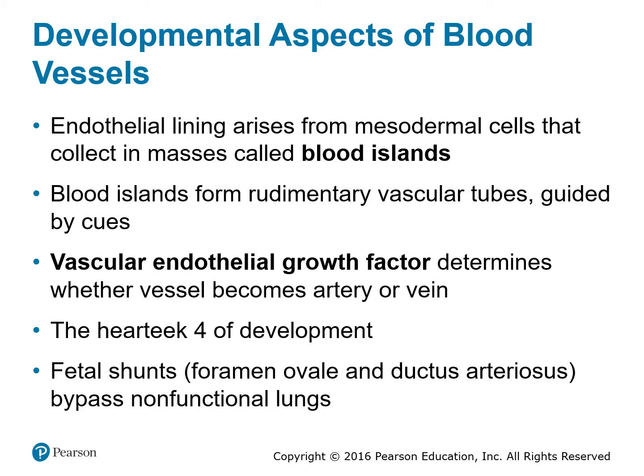The heart pumps blood by week 4 of development in utero. Fetal shunts, or the foramen ovale and ductus arteriosus, bypass non-functional lungs. So these are parts of the heart that are open because the in utero fetus does not need to oxygenate their blood via their lungs, because it is maternal blood that is feeding into that placenta, which is oxygenating the baby without the baby obviously having to breathe. Okay? So there's a hole in the system here because the baby doesn't need to use lungs to breathe.